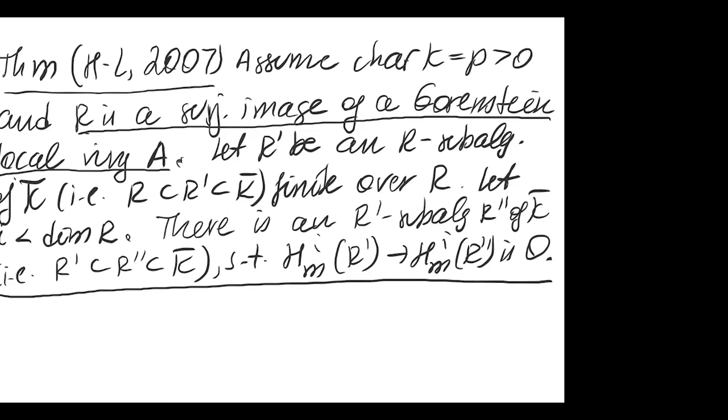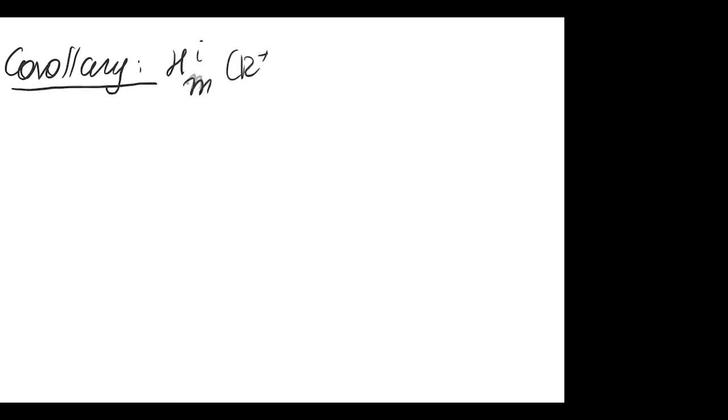All right, so now the question is, what does this have to do with R plus? R plus is not mentioned in the theorem. So what does the theorem have to do with R plus? So here is a corollary of the theorem. H I sub M of R plus is equal to zero for all I smaller than the dimension of R. All right. So why is this? Here is a proof.